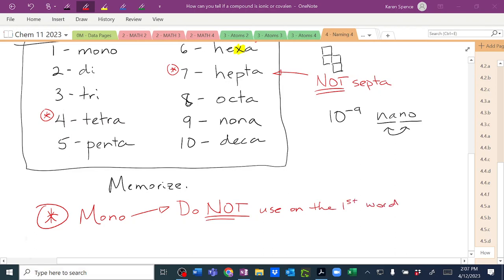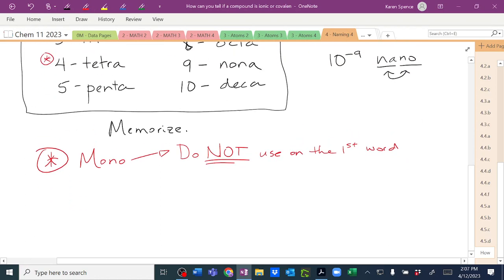Okay. However, we do use it on the second word.